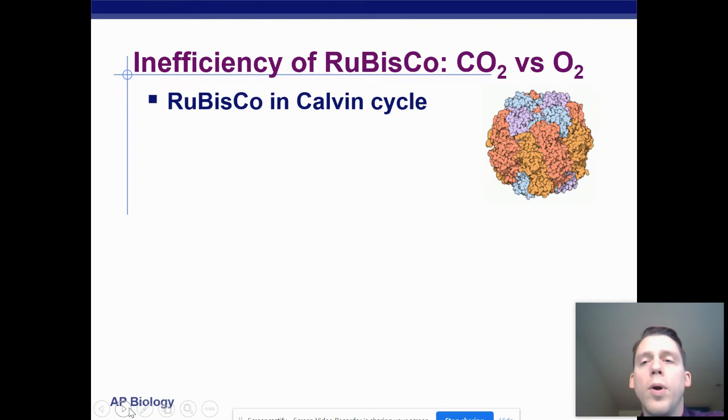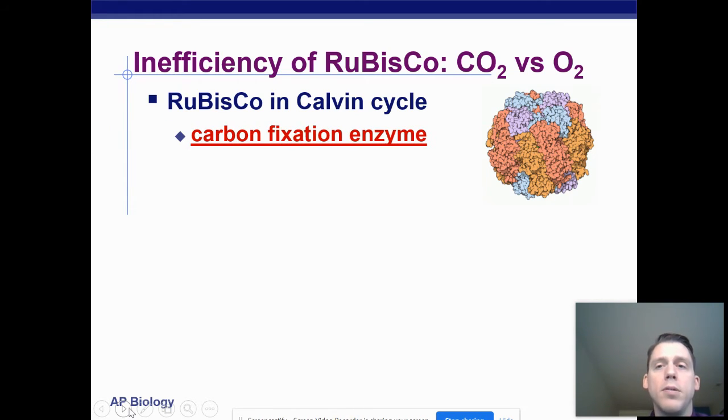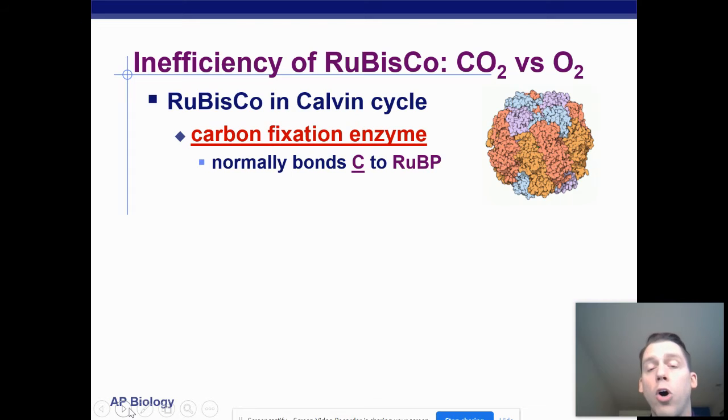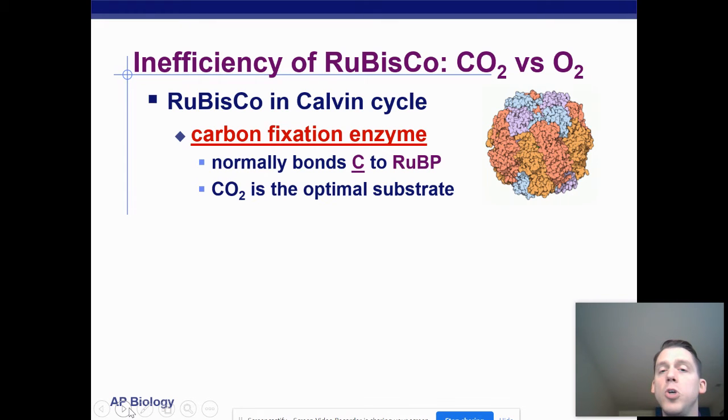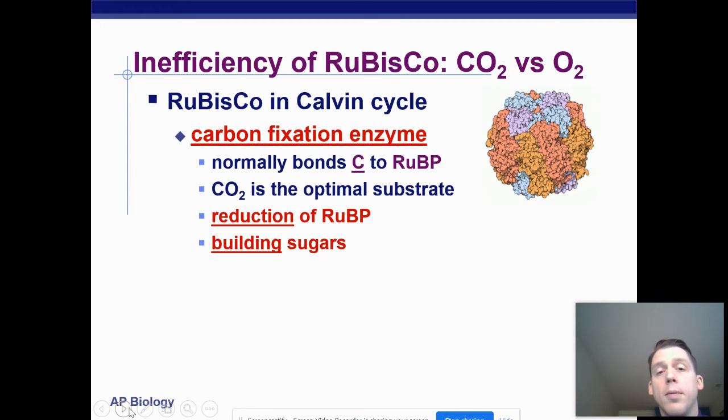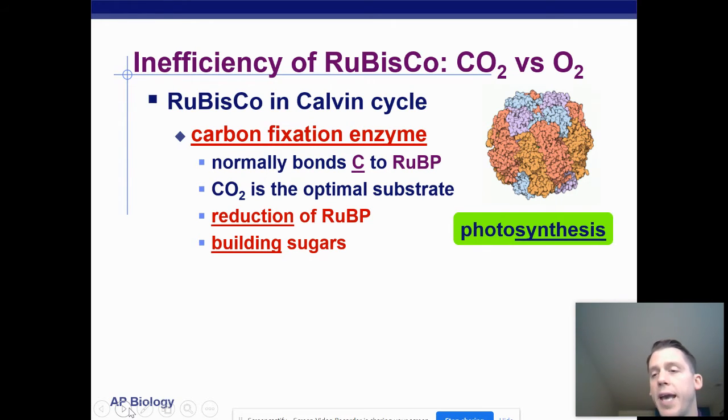All right, so what is going on? What is exactly the problem? The problem has to do with rubisco. Rubisco, remember, is that enzyme that fixes carbon. There's a diagram of rubisco. Rubisco is the carbon fixation enzyme, and it normally bonds carbon from CO2 to that 5-carbon RuBP. Remember, in the Calvin cycle, 5-carbon RuBP gets an extra carbon from CO2. CO2 is the optimal substrate, and it's usually going to cause the reduction of our sugar, and it's usually going to cause building, right? Because a reduction usually refers to building. And that's normally how photosynthesis goes.